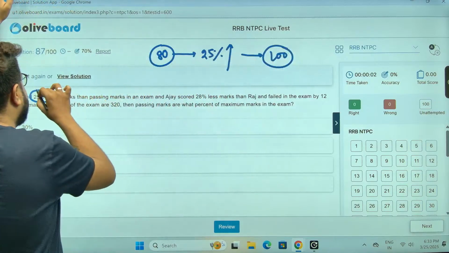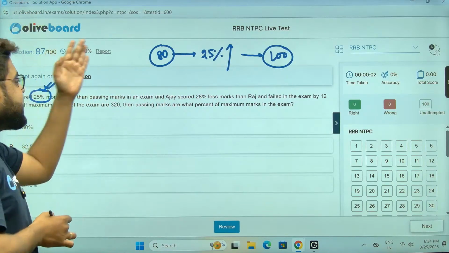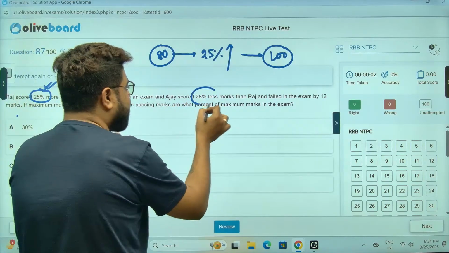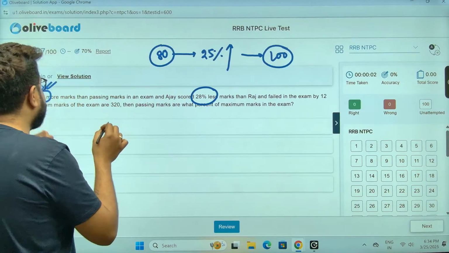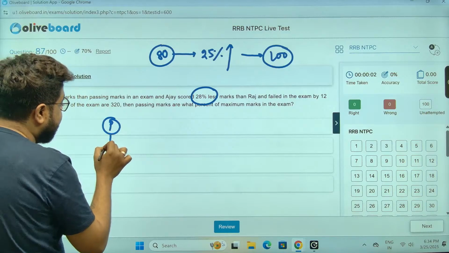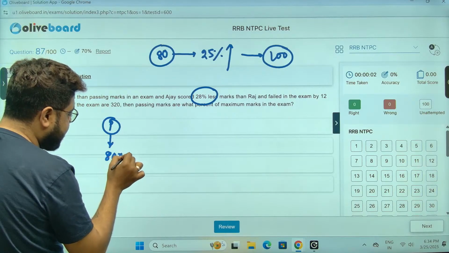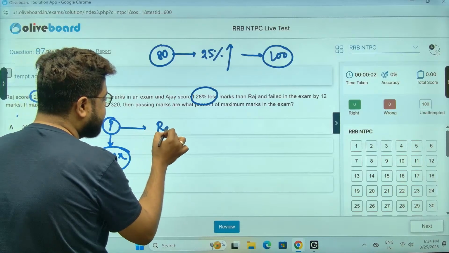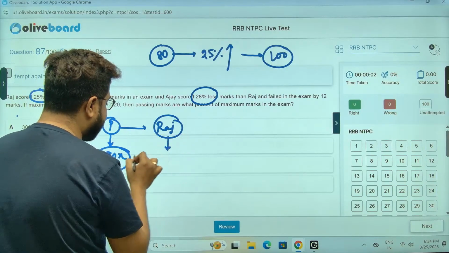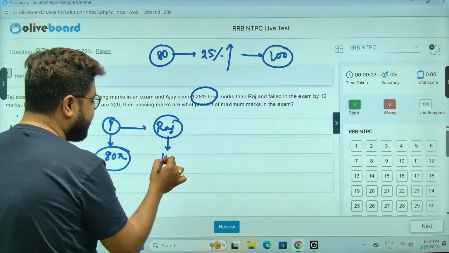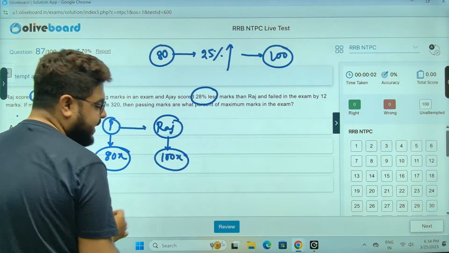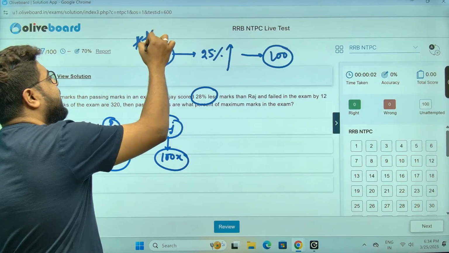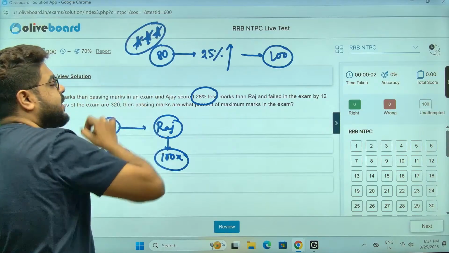So whenever I'm saying Raj scored 25% more than the passing marks, and the second percentage I need to calculate on that value, I am saying, acha sir, passing marks, let's take it 80x, not 100x. 25% more, meaning Raj scored 25% of 80 is 1/4, 20, you see, 100x. You see, this is a beautiful property you can use in many chapters everywhere.